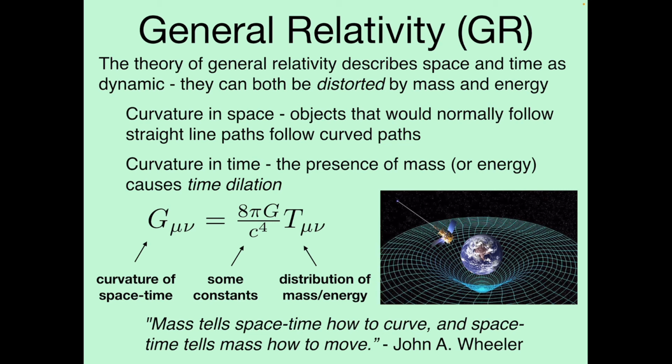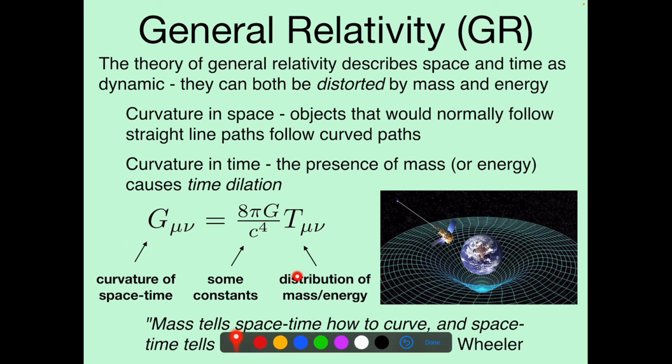And what that means is the presence of mass or energy causes time dilation. So time dilation is something we've seen before. It's not only caused by motion, but it's also caused by the presence of mass or energy. It's also caused by gravity. So Einstein was able to take all of these ideas and encapsulate them in his field equations.